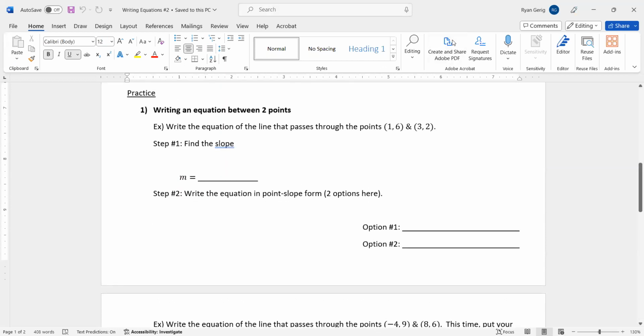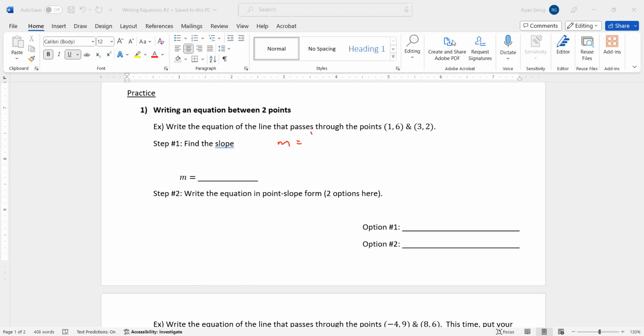All right, so let's do an example. Writing an equation between 2 points. So that's what we're going to start with. Write the equation of the line that passes through the points 1, 6, and 3, 2. Notice I don't have a graph. You could get a graph, but you don't need one. Step number 1 is find the slope. And we have a formula for that. Learned it in lesson 2.